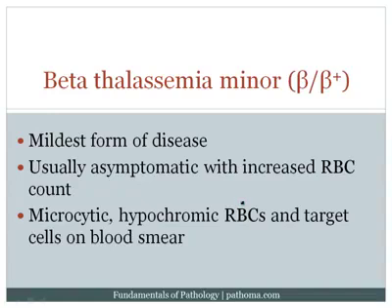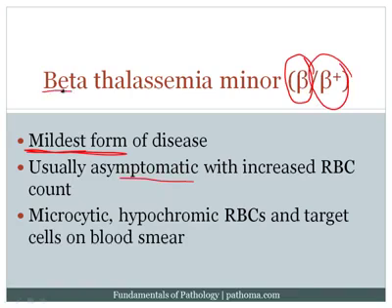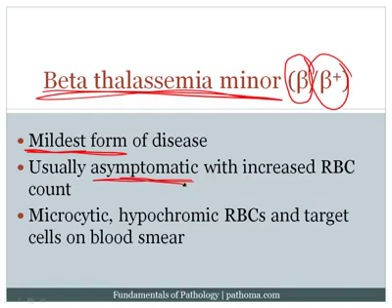So one extreme, the least severe extreme, the mildest form of disease, would be to have 1 normal beta and to have 1 beta plus, where there was a slight decrease in the production of beta. This is called beta thalassemia minor. It's usually asymptomatic, and the patients may have an increased red blood cell count.